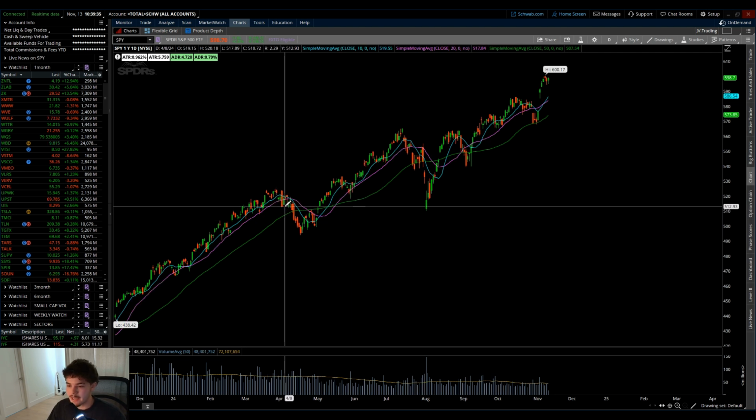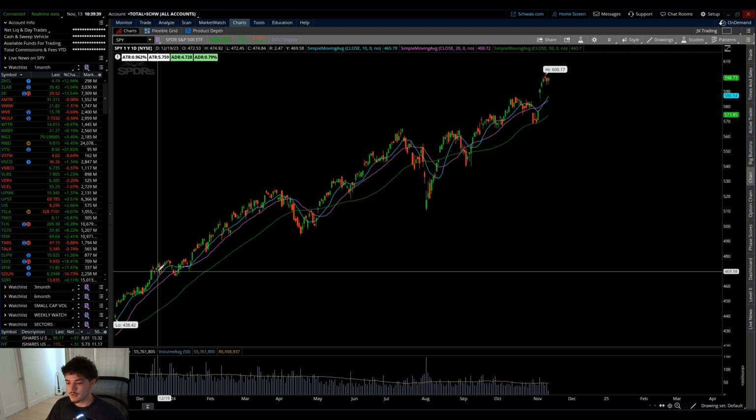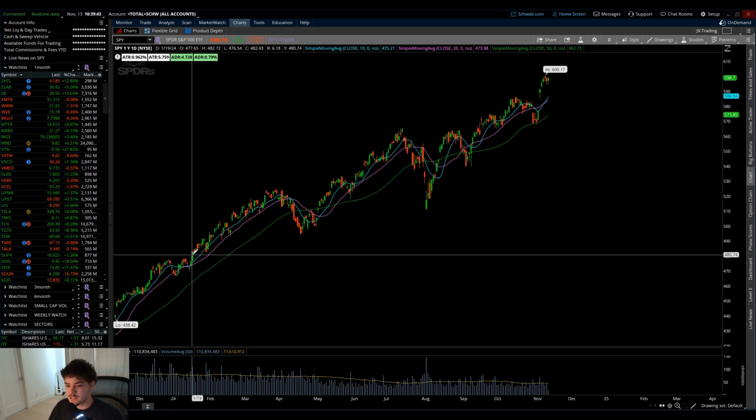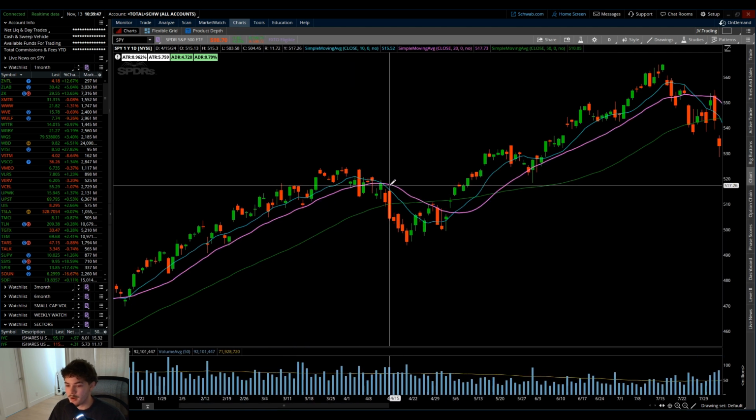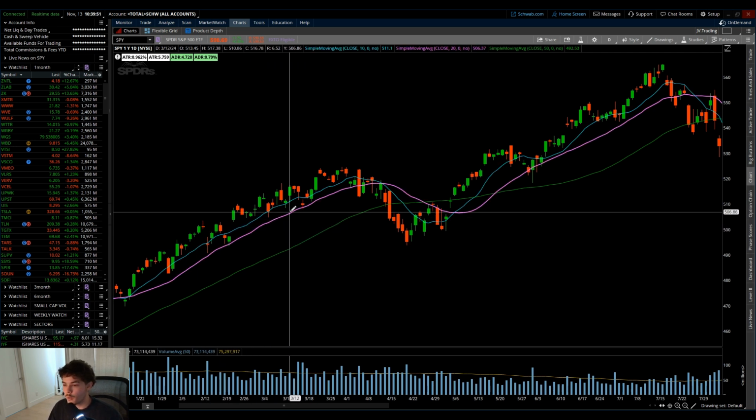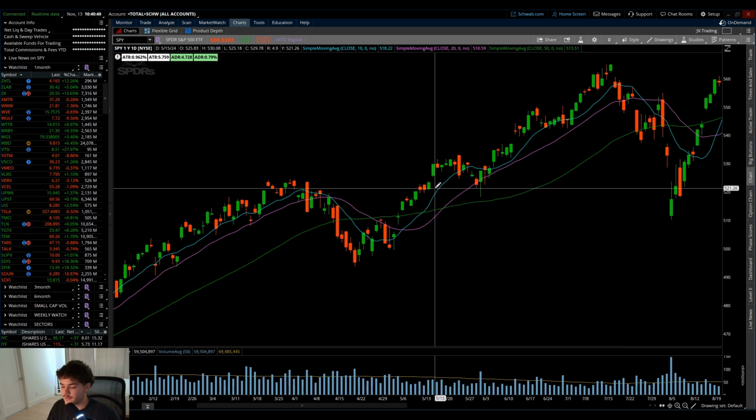So we can see back here from around November to April of this year, SPY was pretty bullish. We can see it's above the 10 and 20 SMA. It's trending higher with occasional pullbacks and then immediately popping right back over that 10 and 20. And the thing is, we never want to trade when the 10 is below the 20.